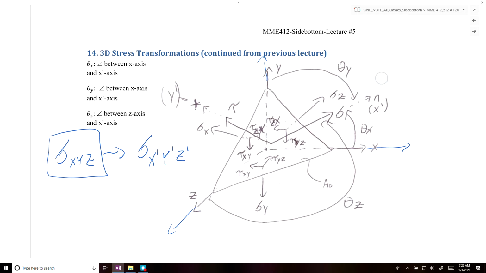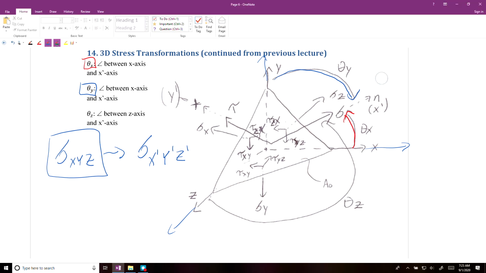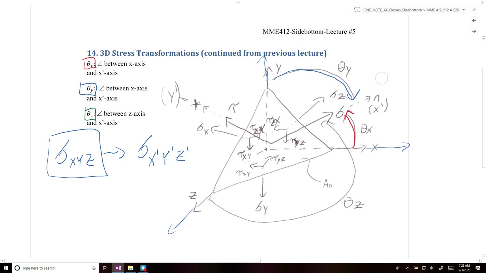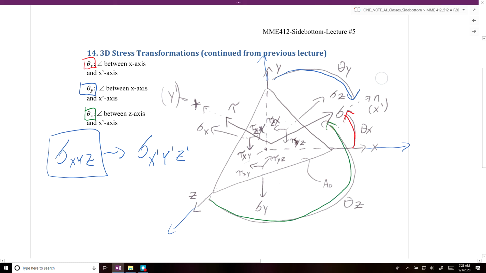So in order to do that, we need to know the angles between the original coordinate system, or the x, y, z coordinate system, and the new coordinate system. For example, for the x-axis, theta x is the angle between the original x-axis and the x prime axis. We have theta y, which is the angle between the y-axis and the x prime axis. And we have theta z, which is the angle between the original z-axis and the x prime axis here.